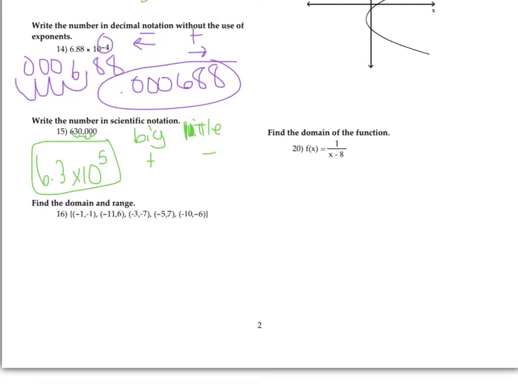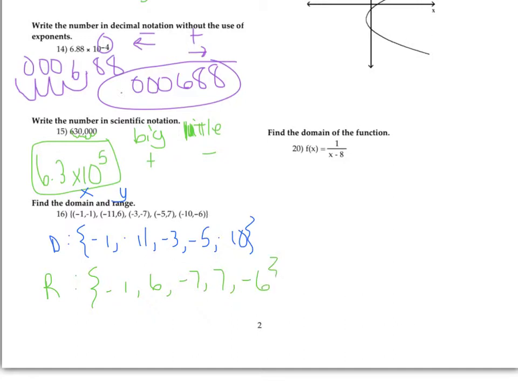Domain and range. Domain is our x values and range is our y values. So we just kind of split this up into a list. So -1, -11, -3, -5, -10. Range is our y values, so -1, 6, -7, 7, -6.